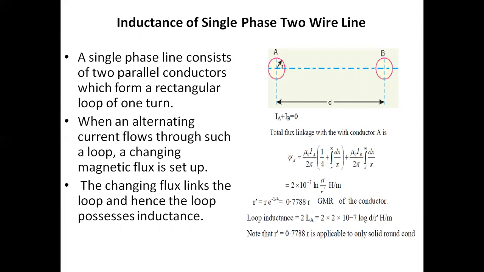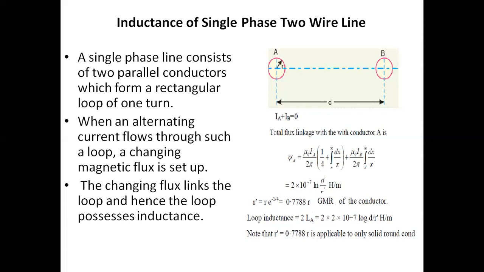The single phase line consists of two parallel conductors which form a rectangular loop. Here also you have to assume each is a single straight conductor. When an alternating current flows through such a loop, a changing magnetic flux is set up. The changing flux links the loop, and hence the loop possesses inductance.